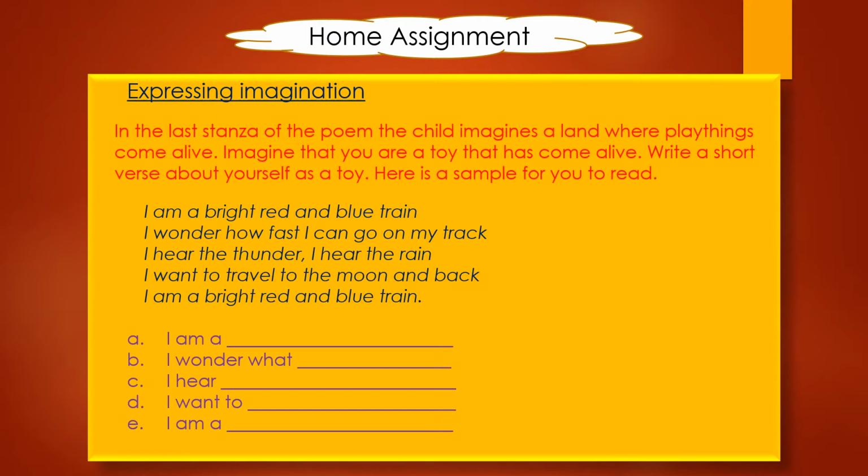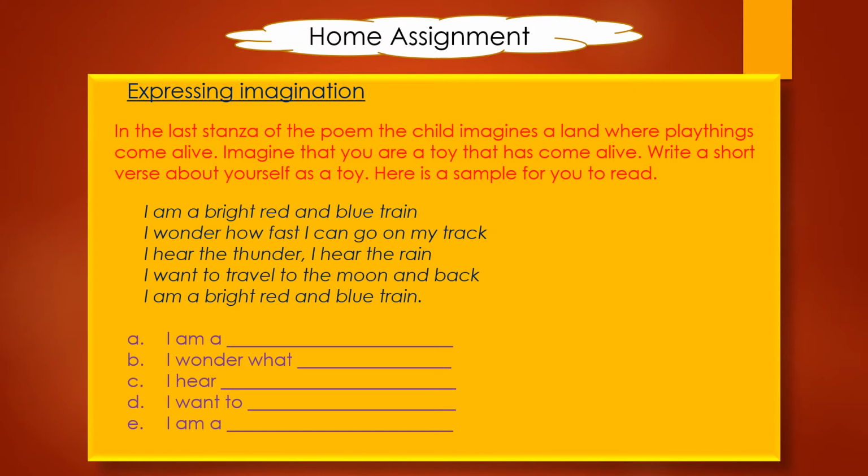So children, as the poet imagines that the things are coming alive, so you have to imagine that you are a toy and you have come alive. Okay? So write a short verse about yourself as a toy. Means just imagine as if you are a toy. Okay? And then you have to write a short verse. Right? Here is a sample for you to read. So a sample is given. In this way you can write one of yours.